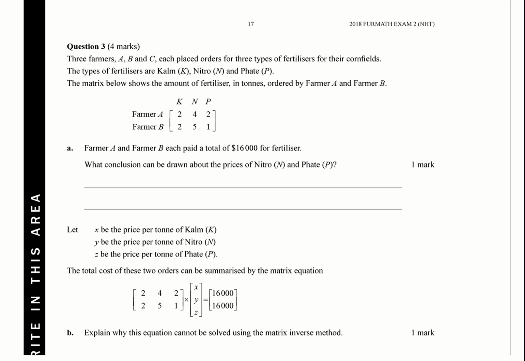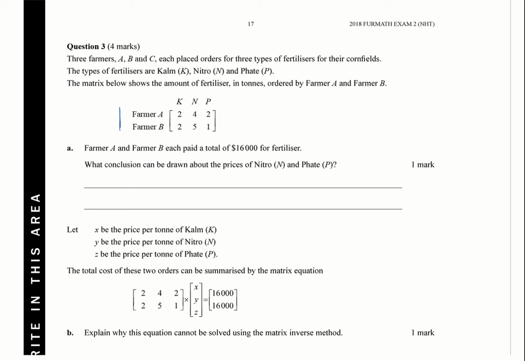Okay, so in this video, we're looking at question 3 from Matrices from the 2018 Further Maths NHT Exam 2. In question 3, we've got 3 farmers, and they've each placed orders for 3 different types of fertilizers, which we've called K, N, and P. And this matrix here shows the amount of fertilizer in tons ordered by farmer A and farmer B.